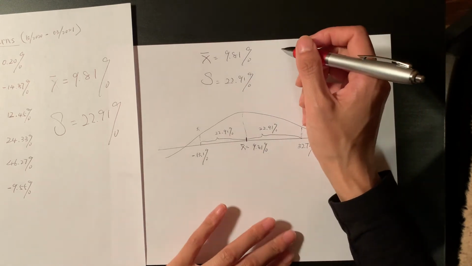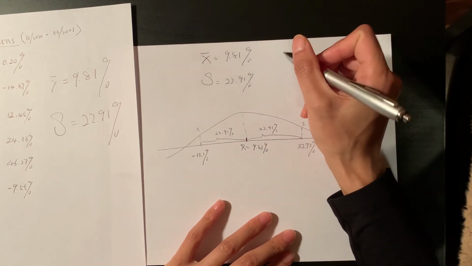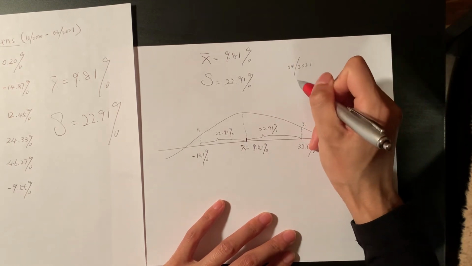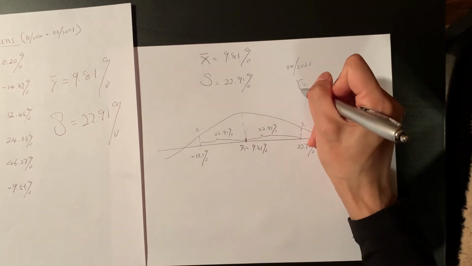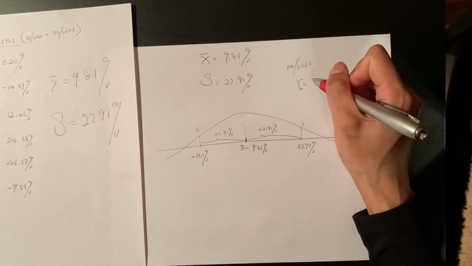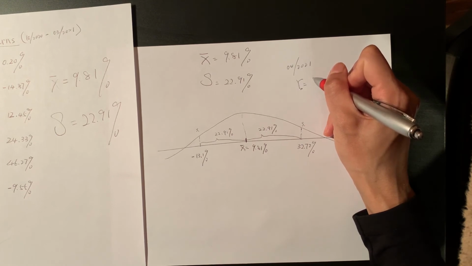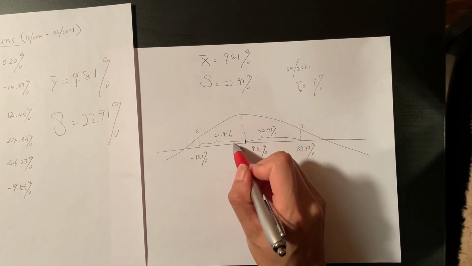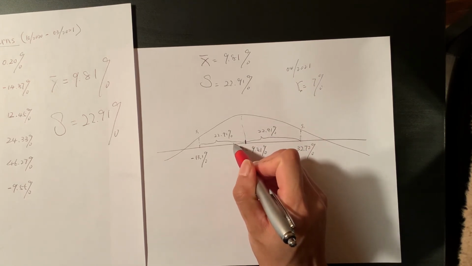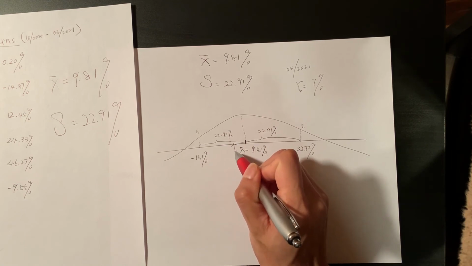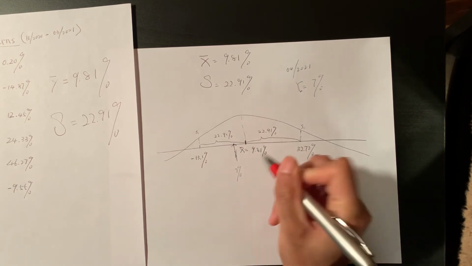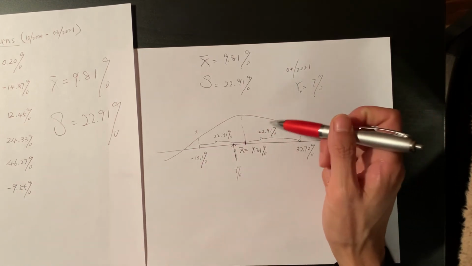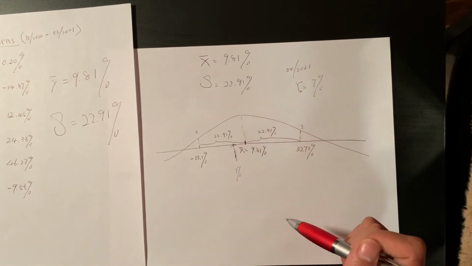Let's say in April 2021 they have a monthly return of, let's say, 7%. So 7% is going to be here, within one standard deviation. With the curve like this, you may predict what the return is going to be.